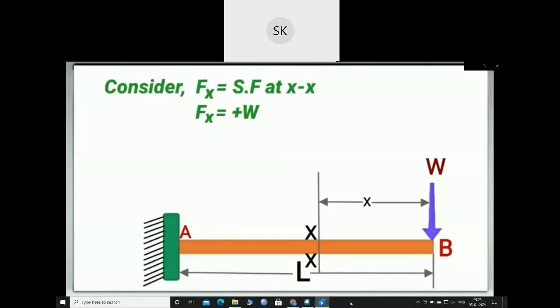Let Fx be the shear force at this section XX. Hence Fx will be equal to plus W. Since W is the resultant of forces acting on the right portion of this section XX, the resultant is positive, since the shear force at this section XX has to be positive as per the sign convention of the shear force diagram.